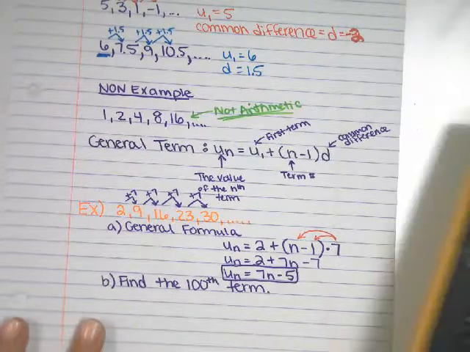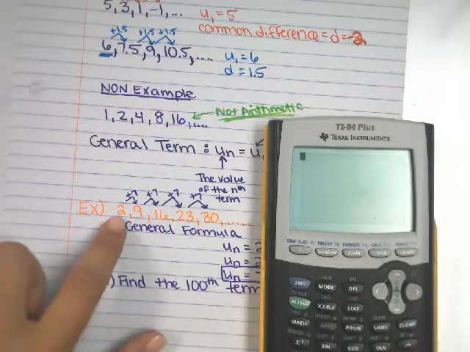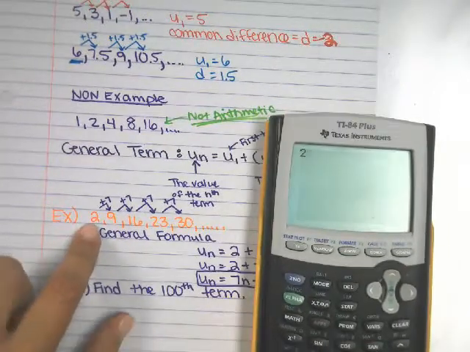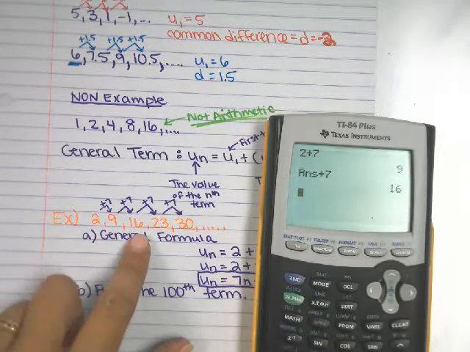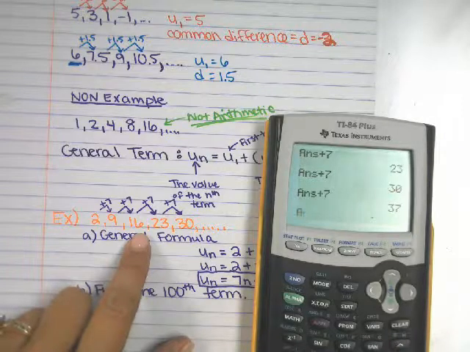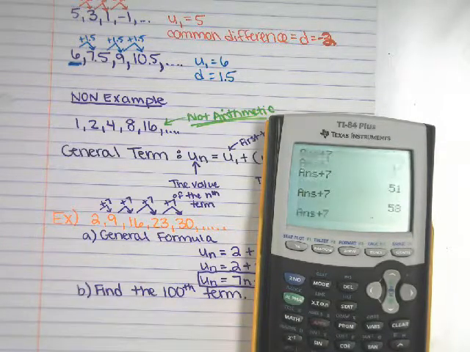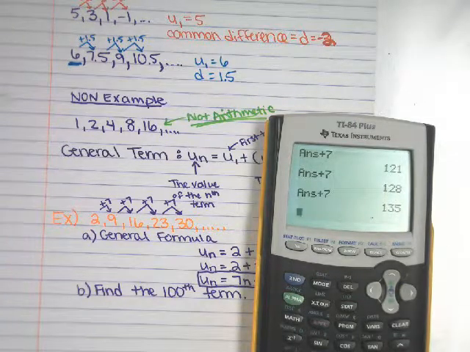One way you can do this, if you forget how to use the formula, is to find the 100th term by starting at 2, plus 7 gives me 9, plus 7 gives me 16, right? 3rd term, 4th term, 5th term, 6th term, 7th, 8th, 9th, 10th, 11th, 12th, 13th, 14th, 15th. Now we have to count to 100, right? 16th, 17th, 18th, 19th, 20th. So this seems really tough. Not really hard, but time consuming.